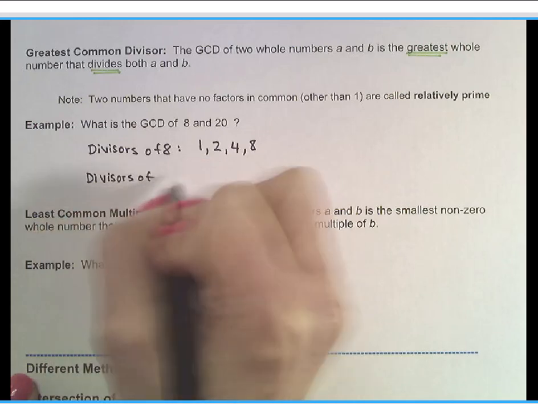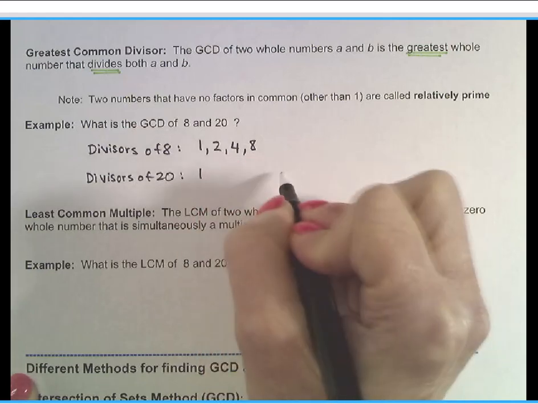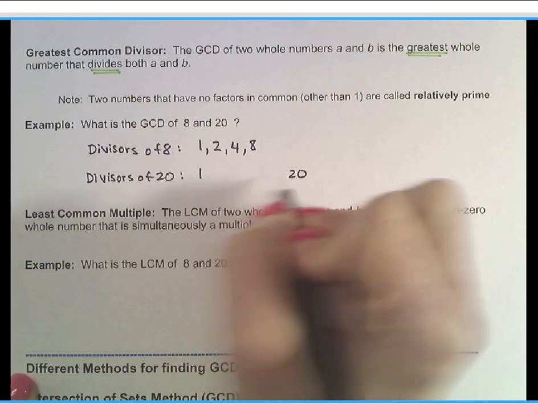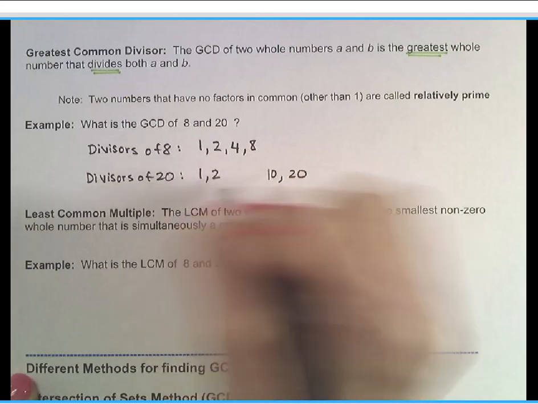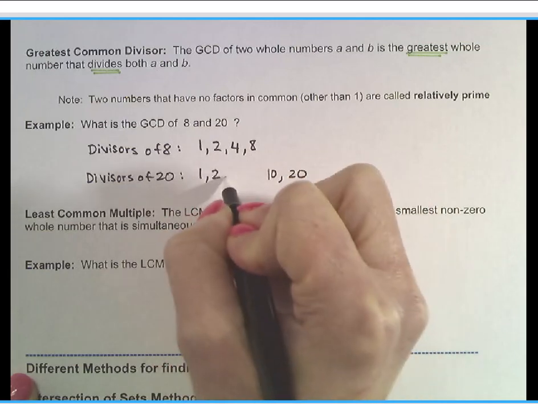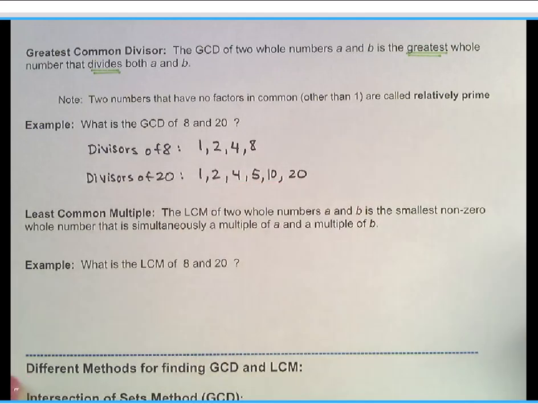What are the divisors of 20? Let's see. Well, 1 and 20. 2 goes in there, so 2 and 10. Notice I'm kind of going back and forth here. And then 4 and 5, and I think that's an exhaustive list. Those are all the numbers that divide into 20.